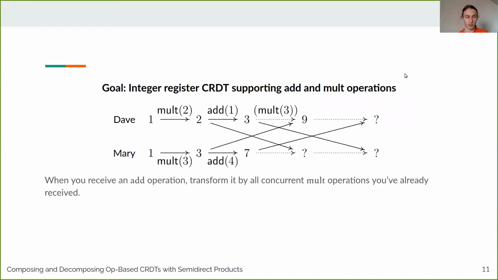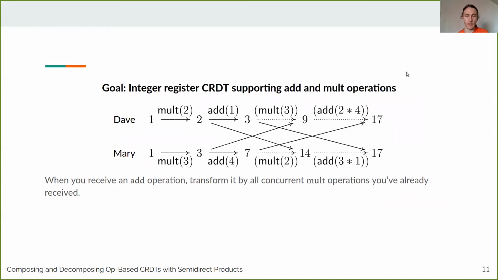So Dave gets the multiply by 3 operation from Mary, he'll just apply that literally. But then when he gets this add 4 operation, he first looks in his history and sees that he's already applied a multiply by 2 operation that is concurrent to the add 4. So he's going to use that as a transformation and add 2 times 4 instead to get 17. Likewise, Mary receives the multiply by 2 operation from Dave. She applies it literally. And then when she receives the add 1 operation, she's going to transform it by her mult 3 operation because that's the concurrent message that she's already applied. So she adds 3 instead of 1. And then they both end up in state 17. So the fact that they both end up in the same state is again just a consequence of distributivity.